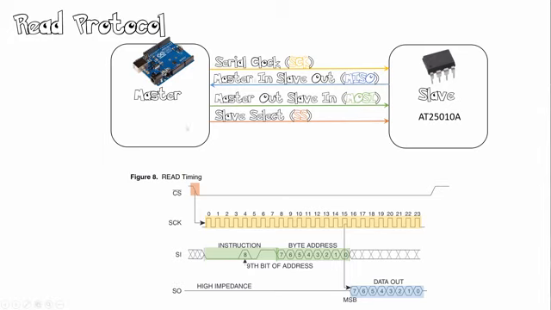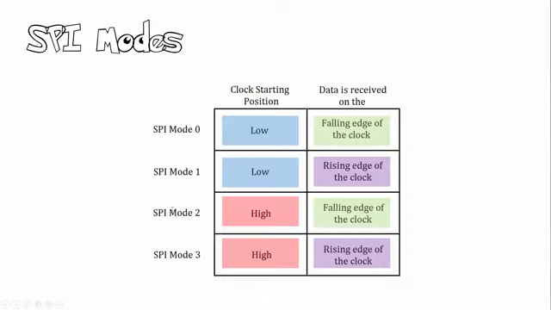So as you can see, we have our clock, which is this one. We have our master in slave out, which is this line over here. We have our master out, slave in, which is this one over here. And then we have our slave select, or chip select in this case. This line signifies a NOT. So this is chip select NOT.